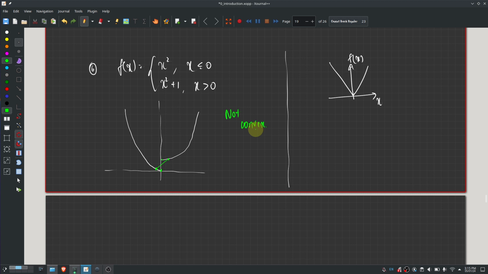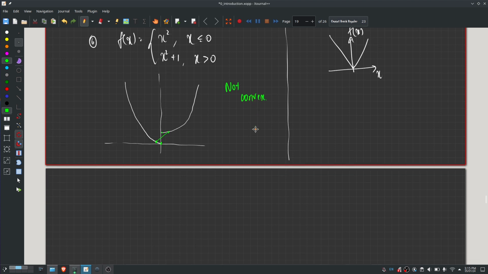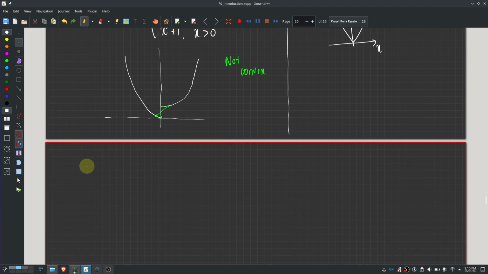So a function could be convex, it could be concave, it could be neither convex nor concave. Right? So, for example, let's take f of x equal to x cube. Is this convex or concave or neither? This is smooth, it's continuously differentiable, right? So what would be the second derivative?